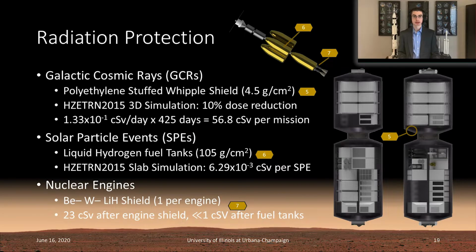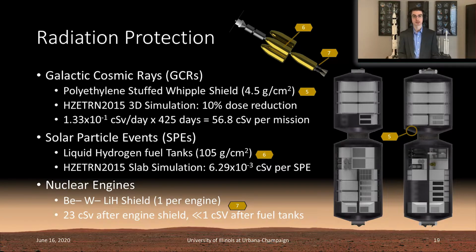Three sources of radiation were considered for the radiation protection system: galactic cosmic rays, solar particle events, and the nuclear reactors. For galactic cosmic rays, a polyethylene stuffed Whipple shield at a skin density of 4.5 grams per square centimeter reduces the effective dose rate from GCRs by 10% to 56.8 centisieverts per mission at solar minimum.